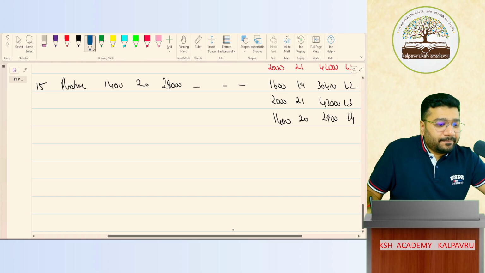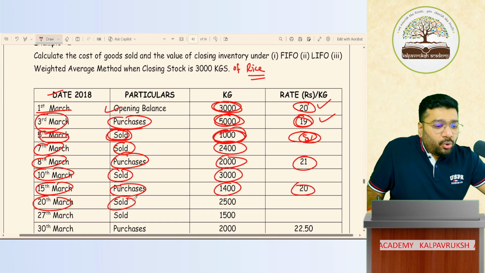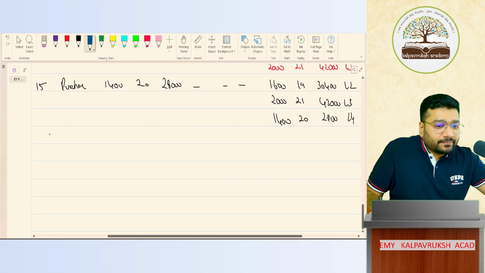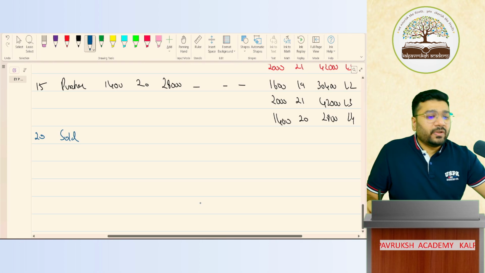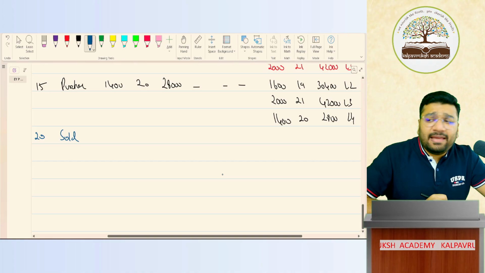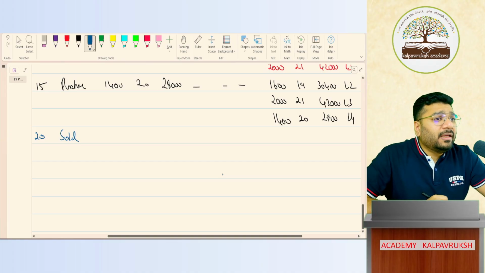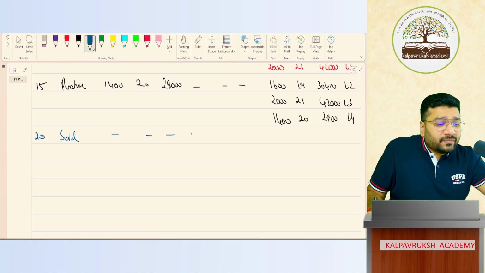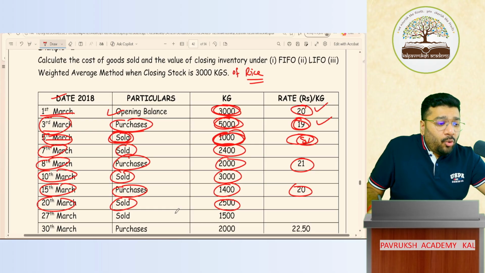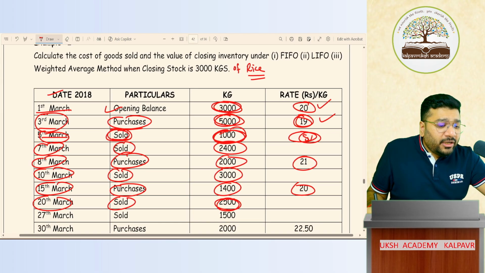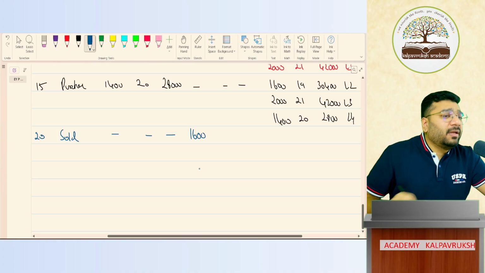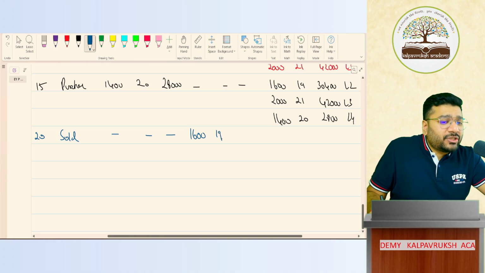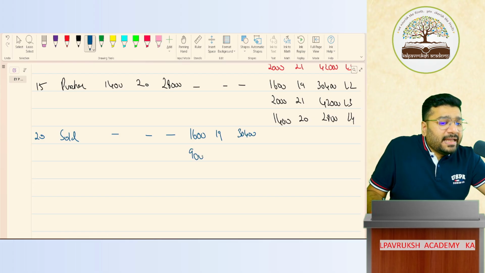Next is what happening? 20 March sold 2,500 kg. So first I'll take from which lot? L2, L3, L4. Which came first? L2 came first. How much? 1,600. Out of 2,500, I took 1,600 from L2 at cost of 19 each. How much? 30,400. How much balance do I need? 900. That I'll take from L3.